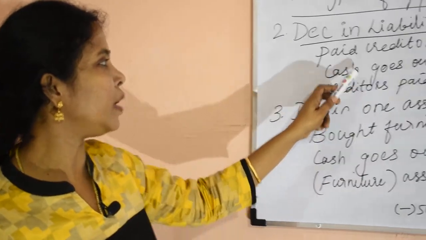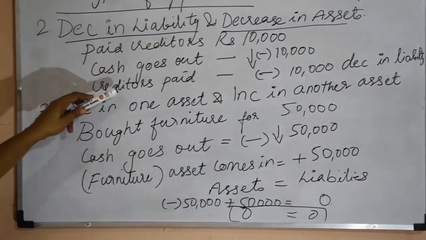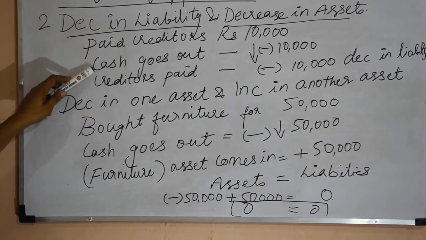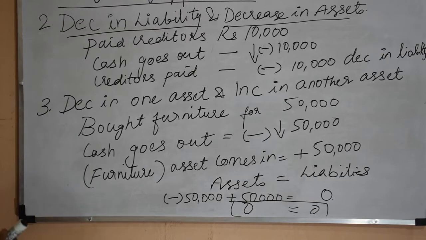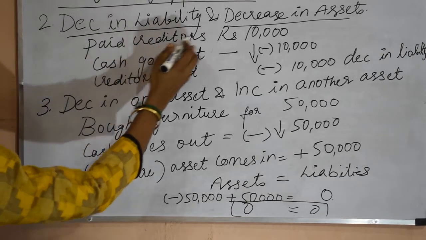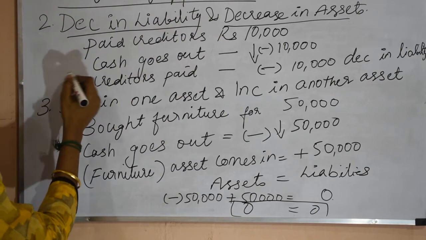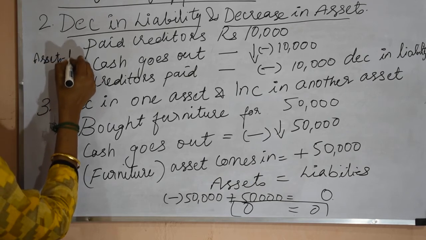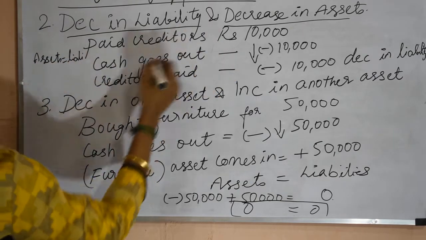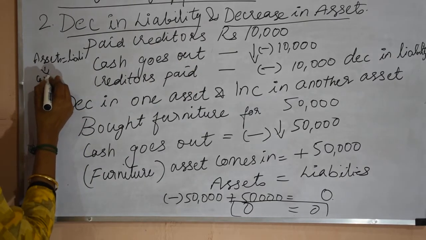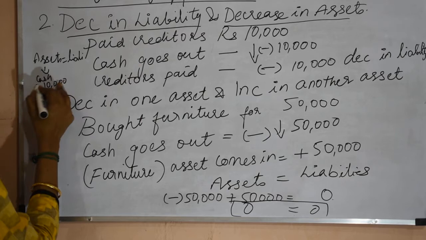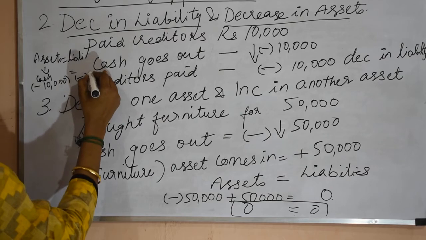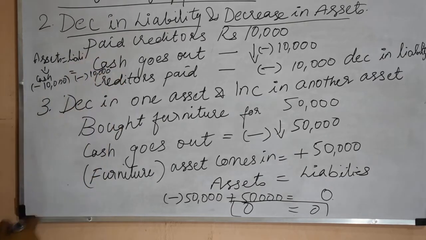So from this point it is clear that the cash is decreasing and the creditors, that is the liability, are also decreasing. Both are decreasing, which means debit and credit will be equal. Here he is paying the creditors 10,000, so both will decrease. Assets equal to liabilities, so the asset, which is the cash, is also decreasing by 10,000. And the liability, which is the creditors, is also decreasing, in the sense that we are paying out the creditors.